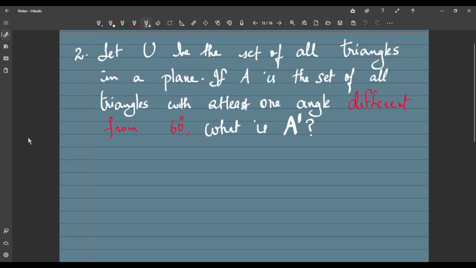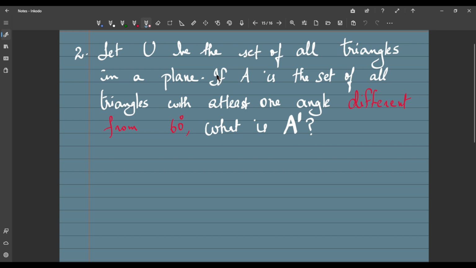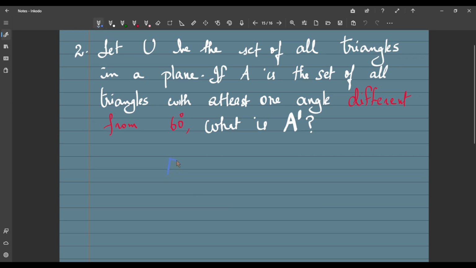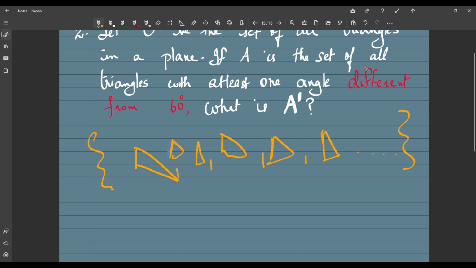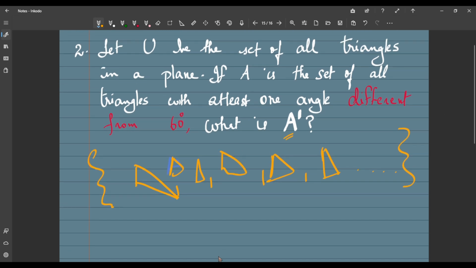So this is a mouthful. Let U be the set of all triangles in a plane. So U is a set of all the triangles you could draw. So this is all three-sided polygons, all equilateral, isosceles, all these triangles, you just put them in a set and U will be all such triangles. And if A is the set of all triangles with at least one angle different from 60 degrees, what is A complement? This is the symbol for A complement. So pause the video, think about this.